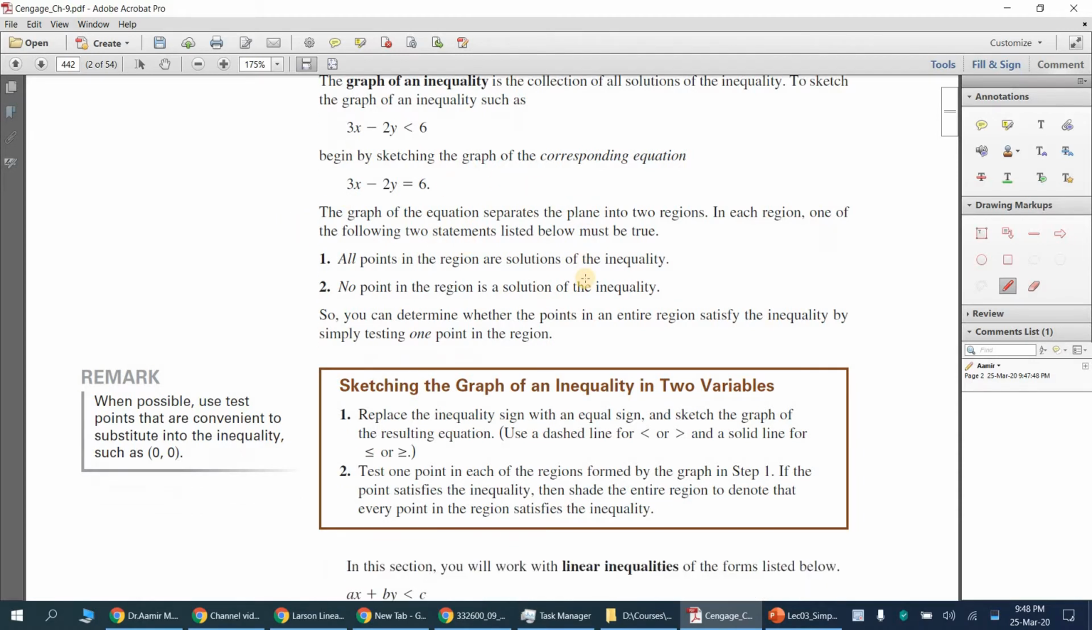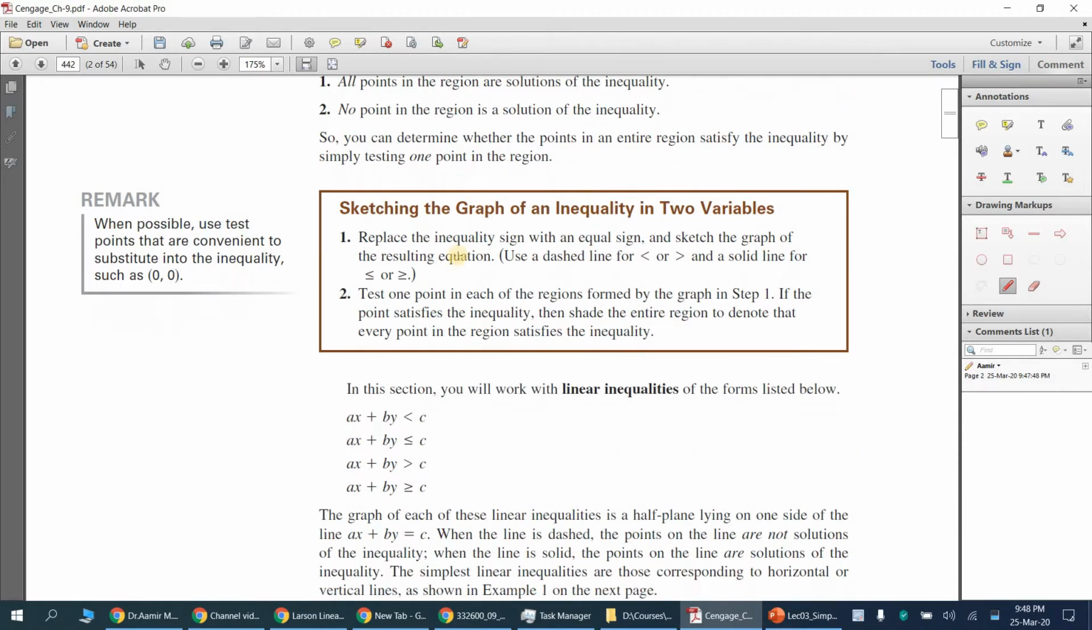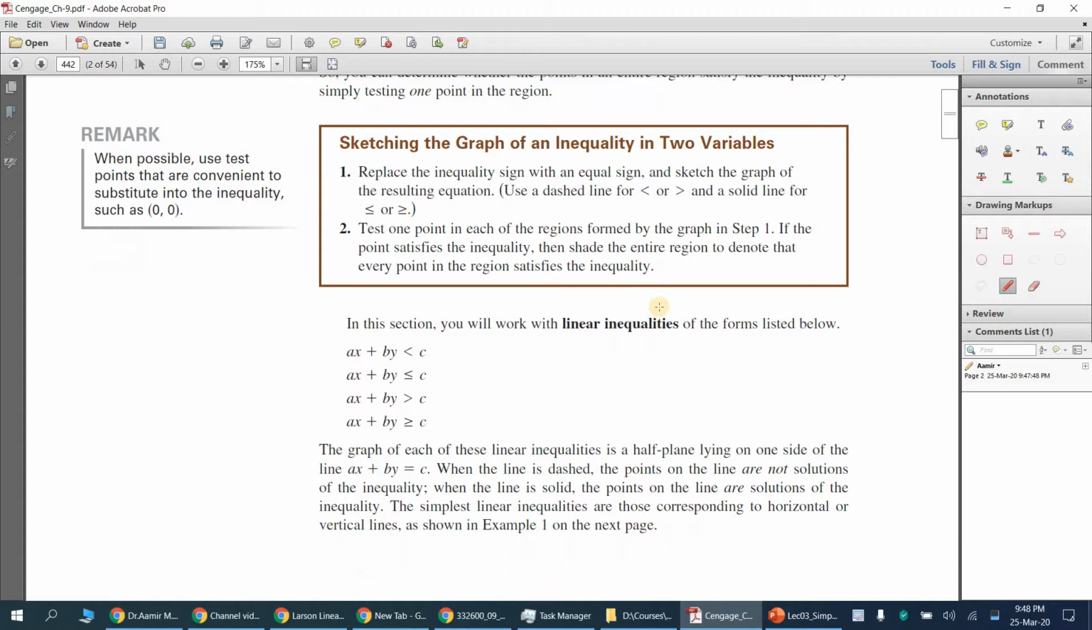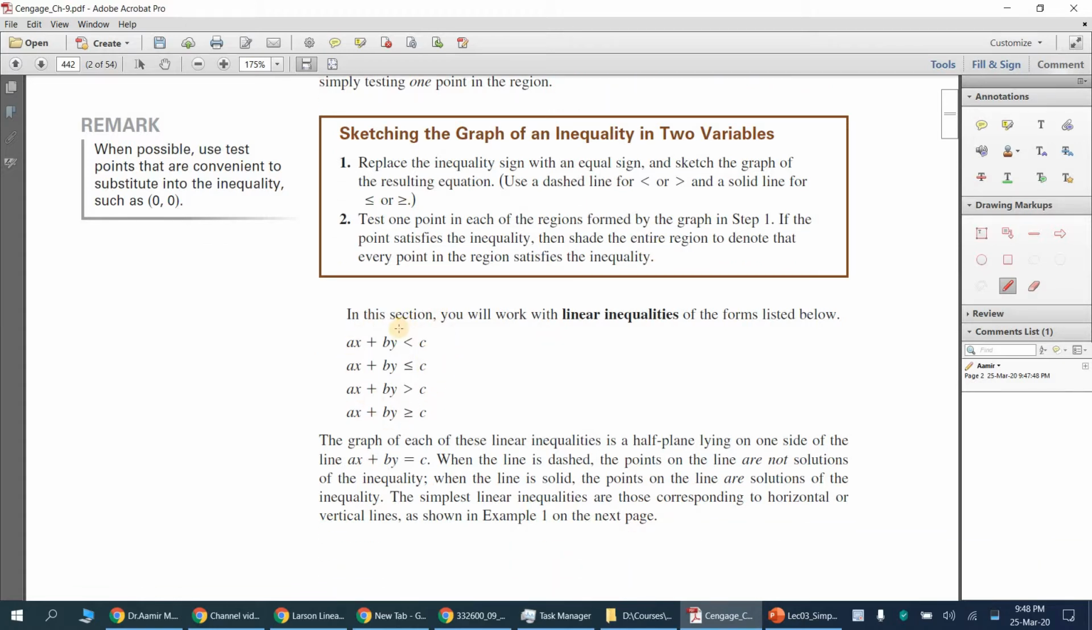Lots of them are coming next, we will see. An inequality can have the symbol less than or equal to, or greater than or equal to, or some other versions. These are the four possibilities you see for the inequalities that are the most frequent ones: less than, less than or equal, greater than, or greater than or equal.